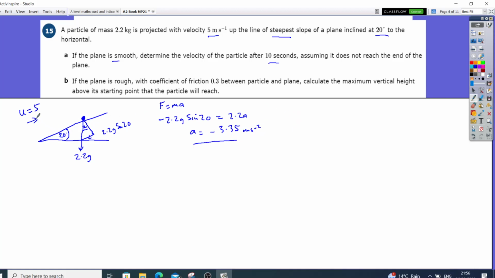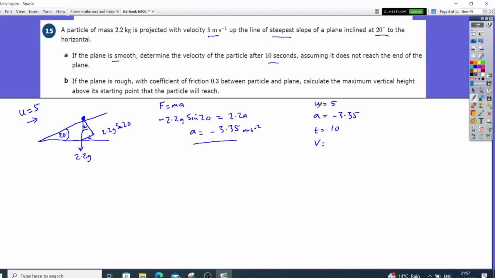Okay, so u initially is projected at 5. We know that acceleration, well, it's deceleration, is minus 3.35, and we have t equals 10 seconds. We need to determine the velocity of the particle after 10 seconds, so we need to find the final velocity.